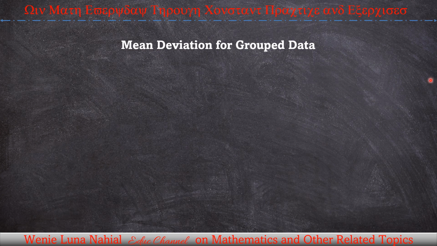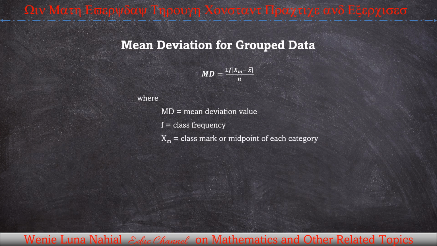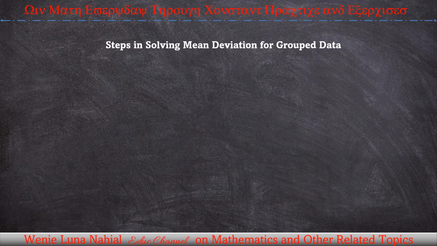Now, mean deviation for group data. So here, you have the summation of the frequency f times the absolute value of x sub m, this is the class mark, minus the mean divided by the number of observations. Okay, MD, mean deviation value, f, class frequency, x sub m, class mark or midpoint of its category, x bar, that is the mean value, then n, number of cases.